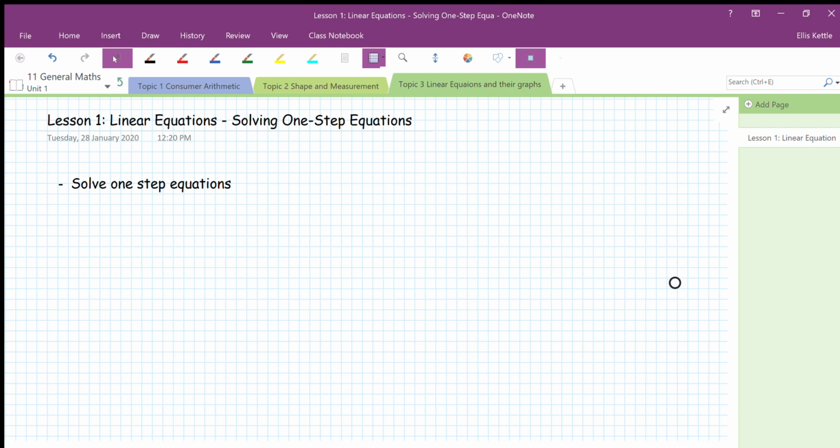Alrighty, so today we are going to be looking at linear equations, solving one-step equations. So, goal for today, solve one-step equations. So let's first of all just break down what a linear equation actually is.